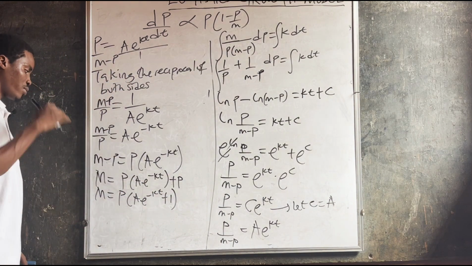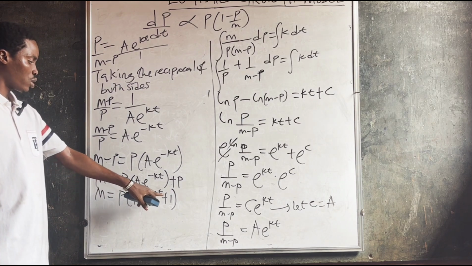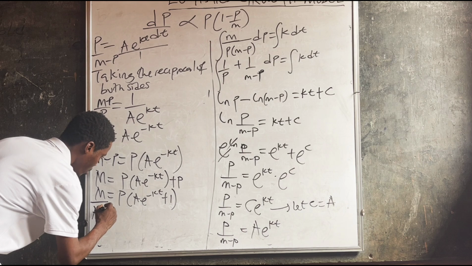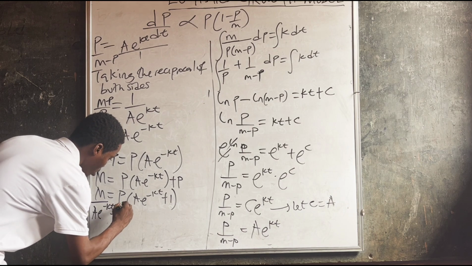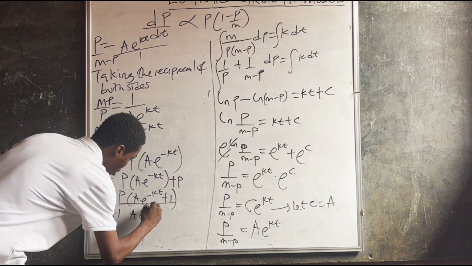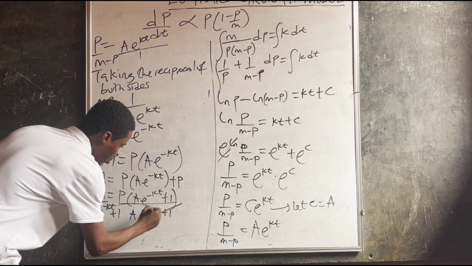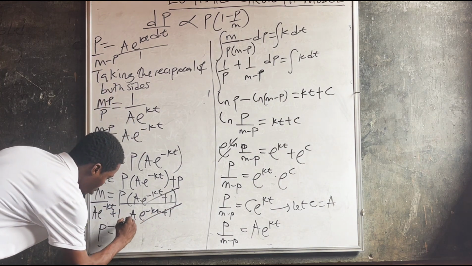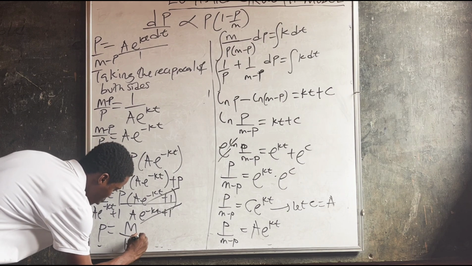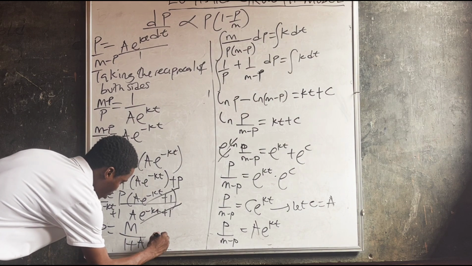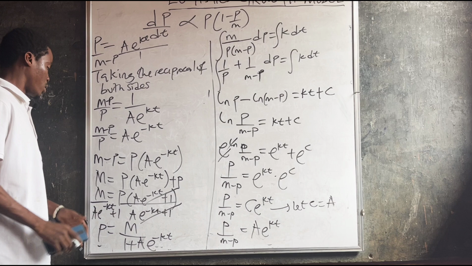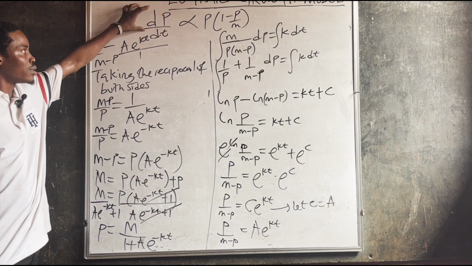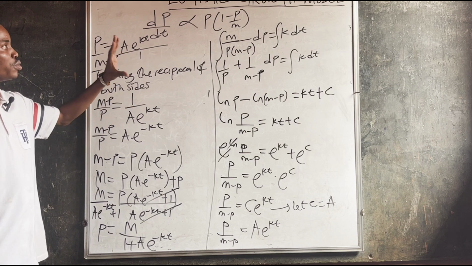So what can we do? We can divide both sides by a exponential minus kt plus 1. So what am I going to have? I'm going to have a exponential minus kt plus 1 all over a exponential minus kt plus 1. This will cancel. If this cancels, I'm going to have p is equal to m all over 1 plus a exponential minus kt. So this is our formula we derive, our formula for the logistic growth model.